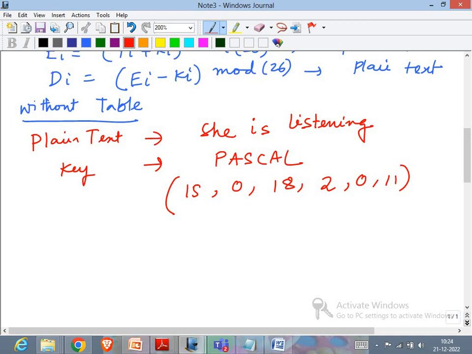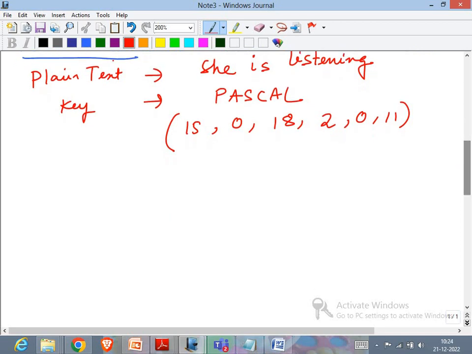Now, this is a normal substitution process. Now we have to form a table. How are we going to form the table? The table will be formed something like this.